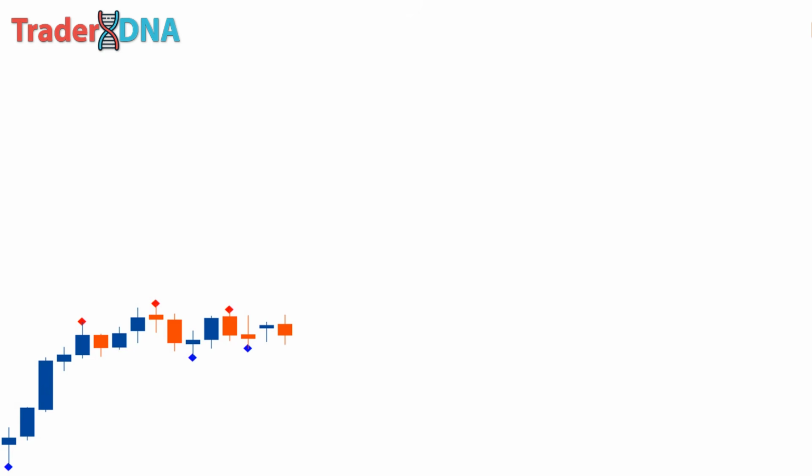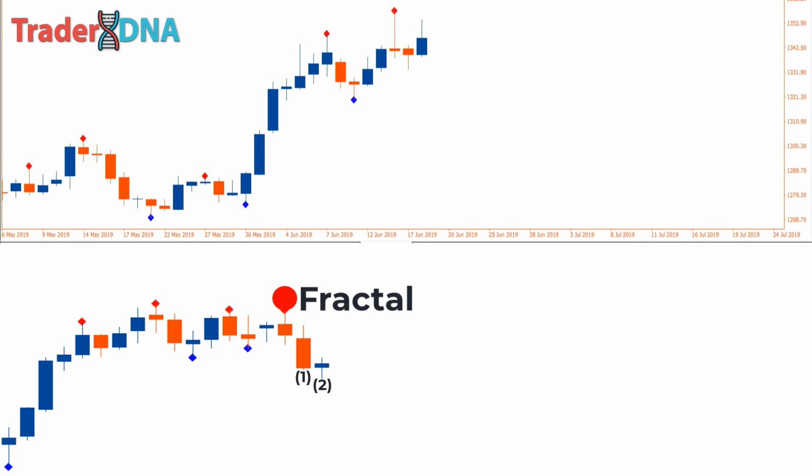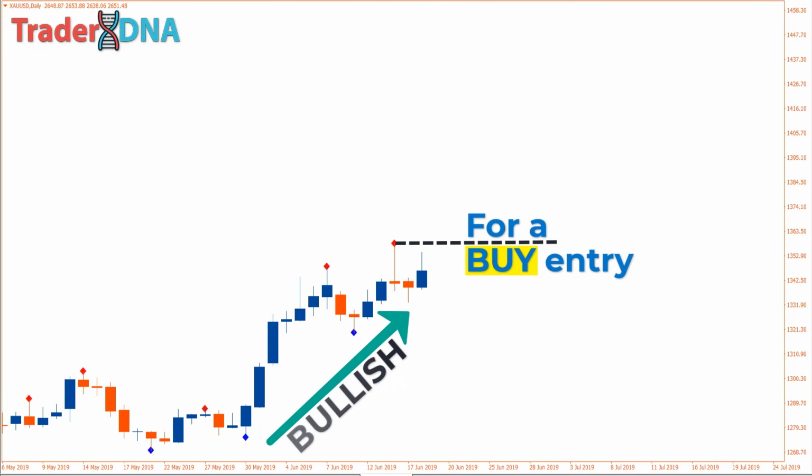A fractal arrow, which signals a potential trading opportunity, appears on a specific candle only after two subsequent candles have closed, confirming the pattern. The strategy is designed to capitalize on these fractal signals by entering a trade once the market shows clear momentum. For a buy entry, the trader waits until the price of a candle closes above the high of the candle, marked by the fractal arrow.